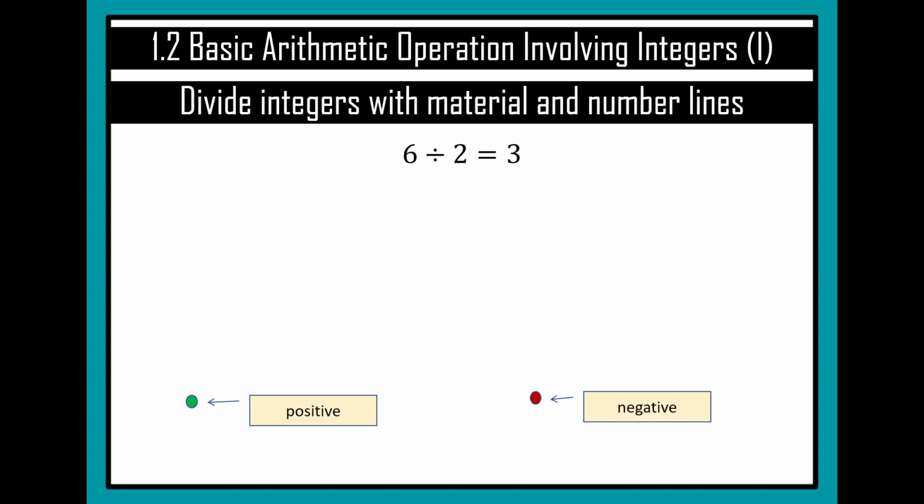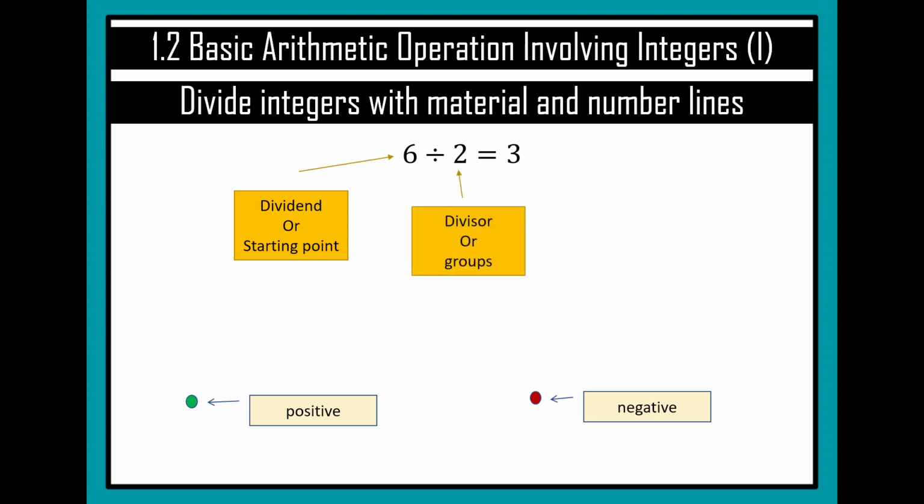Okay, now let's look at division. If you can remember, the first number is the dividend, or the starting point on the number line. The second number is known as the divisor, or how many groups. And the final is the quotient, or the final answer.